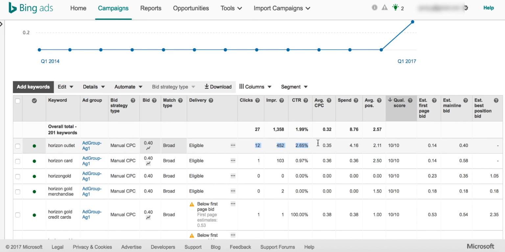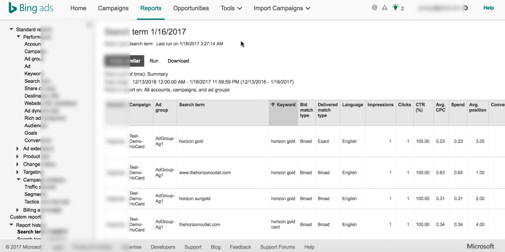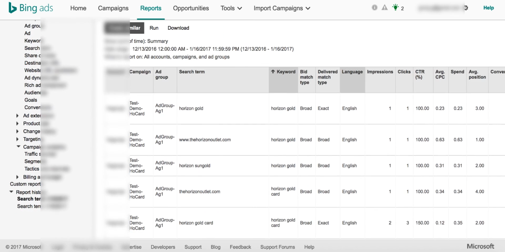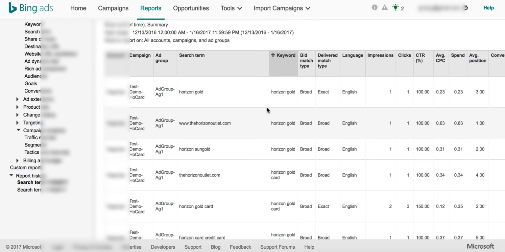So if you see here, we have got a very good CTR of 2.65%, but the category is broad. So what it is saying is, you don't really know what exactly is the search term that got us here, but it is somewhere relevant to horizontal outlet. There is something called reports in Bing. So if you go to the Bing reports and run the report called the search term report, once you run the report with the relevant dates, you will be able to see what exactly is the search term that got you the click.